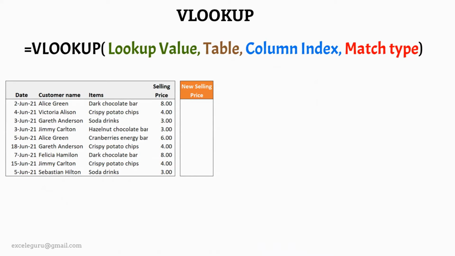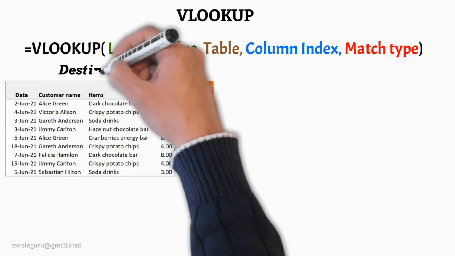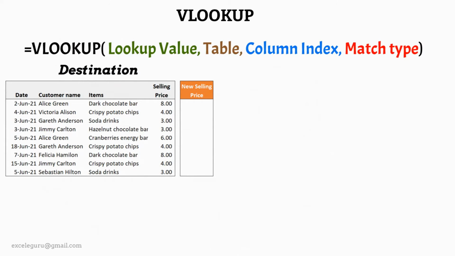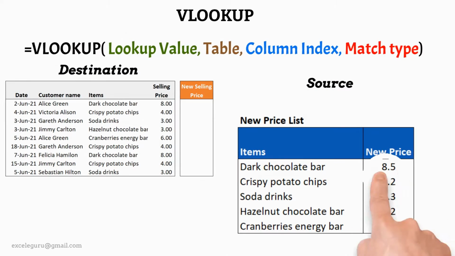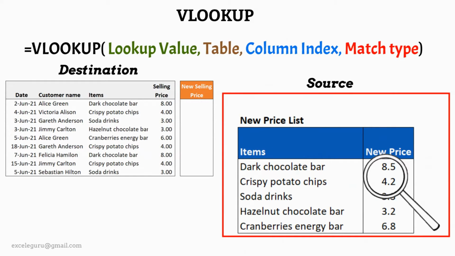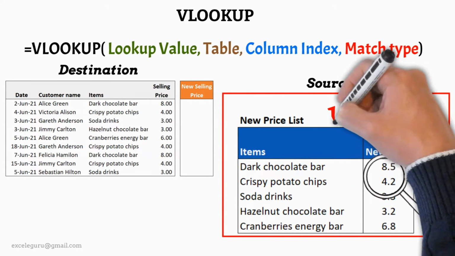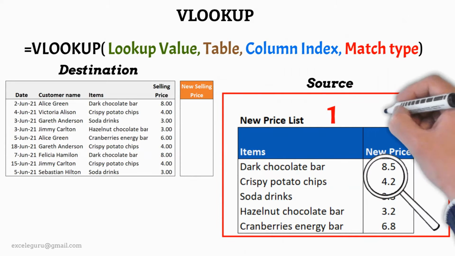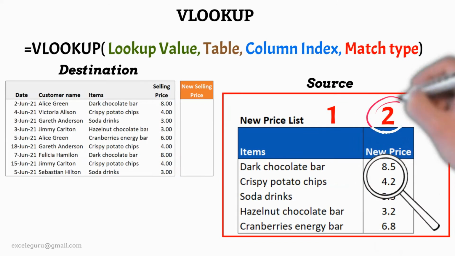In this example, we need to type the formula in the destination cell under the column, New Selling Price. The lookup value is the new price, while the table is the new price list table itself. The column index is the number of columns in the new price list table. In this case, it is 2, as the new price is in the second column.